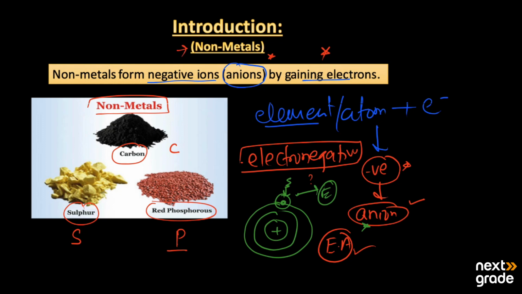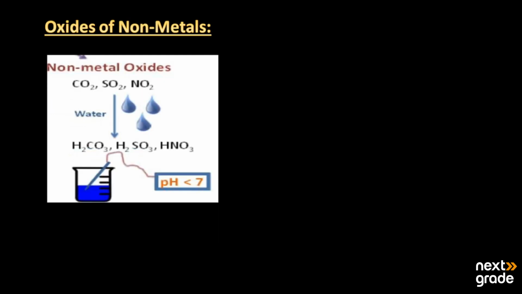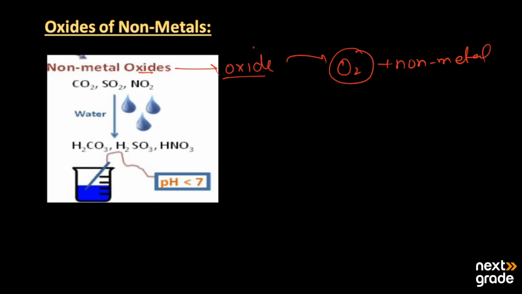Now we will learn about the simple properties of non-metals, starting with the oxides of non-metals. Non-metals change into oxides. How do they form the oxides? They form simple oxides by the reaction of oxygen with non-metals. Here we have carbon dioxide. The oxide of sulfur is sulfur dioxide, which is SO2, and the oxide of nitrogen is NO2, which is nitrogen dioxide.